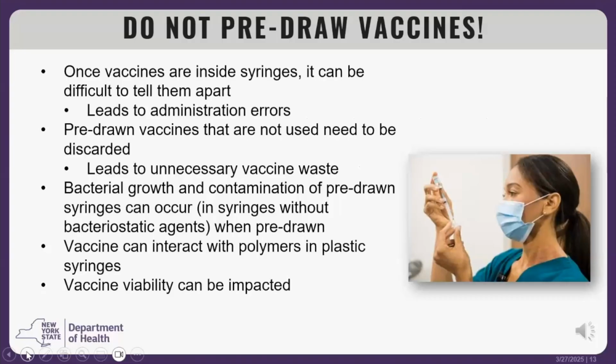Pre-drawn vaccines that are not used must be discarded by the end of the workday, leading to unnecessary and avoidable vaccine waste. Most syringes are designed for immediate administration, not for storage. Bacterial contamination and growth can occur in syringes with pre-drawn vaccine that does not contain bacteriostatic agents. Also, vaccine components may interact with polymers in plastic syringes over time, which can potentially reduce vaccine viability, making the vaccine ineffective.